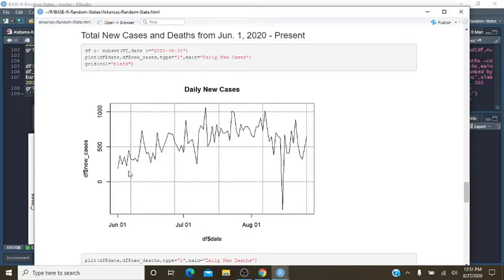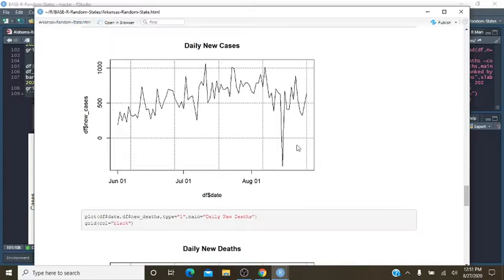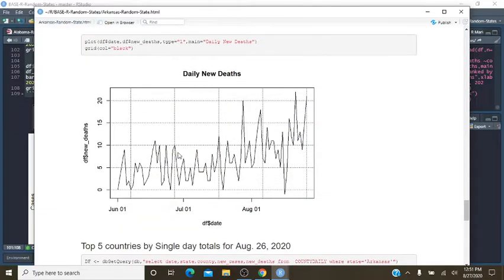The current spike beginning June 1st, you can see its cases, a little decline right here. Not sure how you have negative cases. A little decline right here. So maybe that's the beginning of a trend. We can see the deaths are showing no indication of declining.